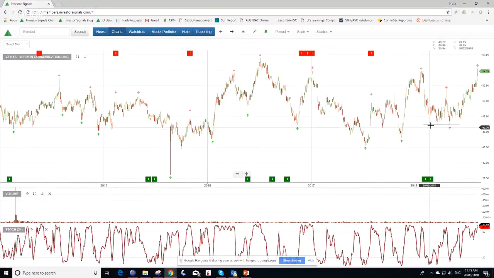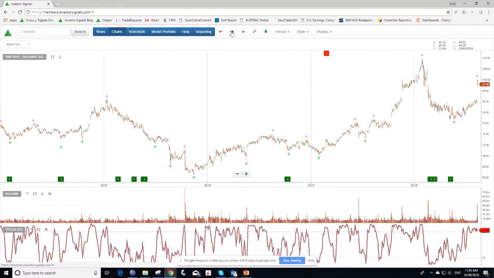Verizon, probably one of the leaders in 5G technology in the US, and we've seen that rally from 46 up to 54. Walgreens, not doing there.